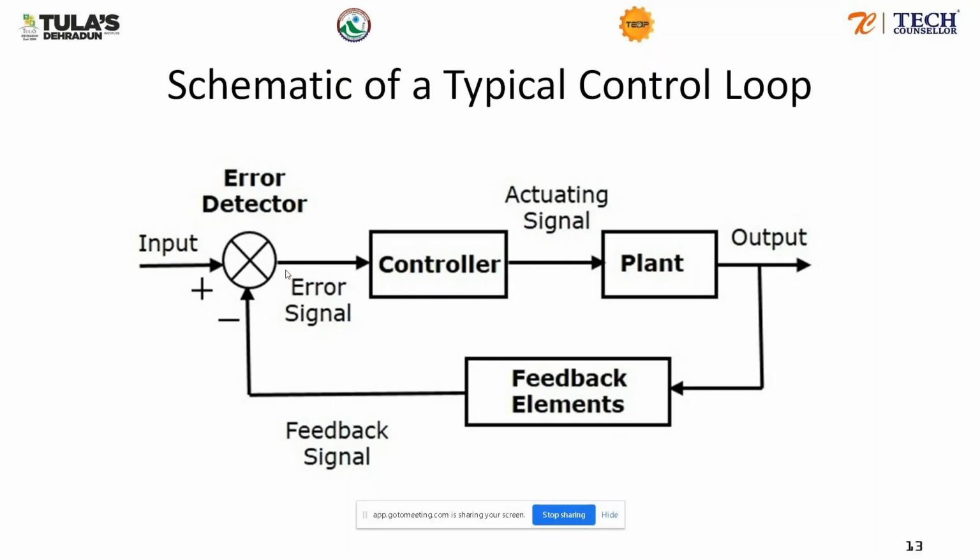Your desired error, this is known as error. Input minus feedback is error. So you wanted 25, you are getting 32. So that means you're not where you are supposed to be. So what happens is 25 minus 32 is minus 7. Our error is minus 7.